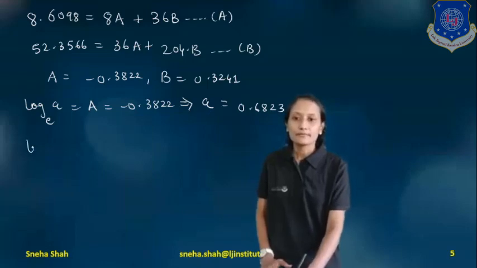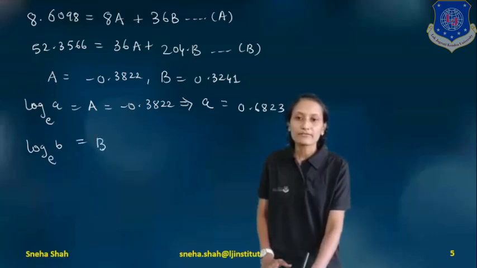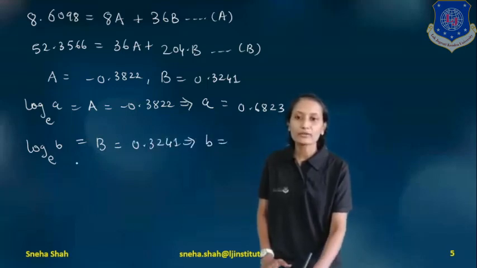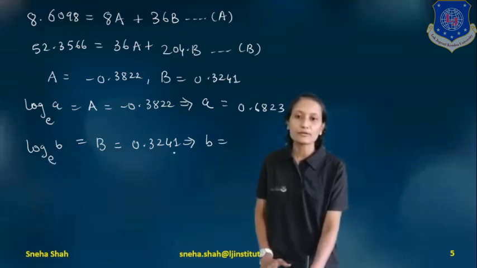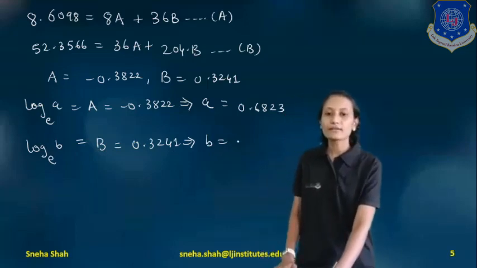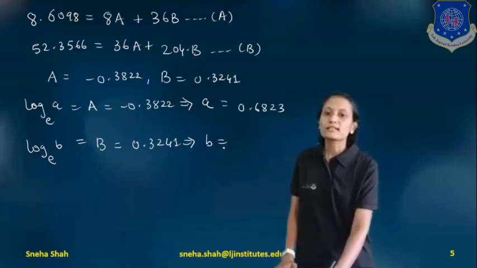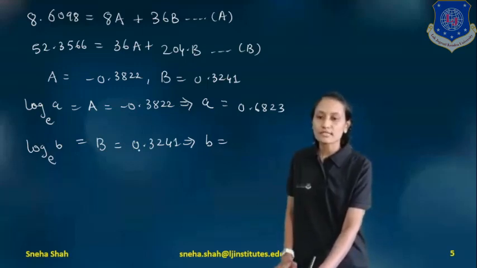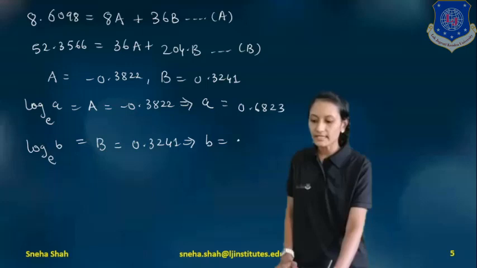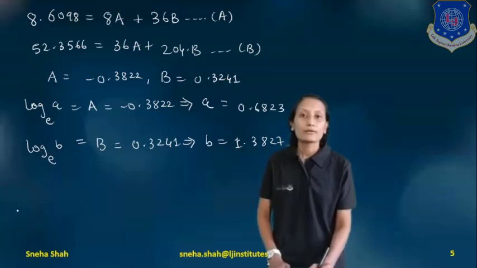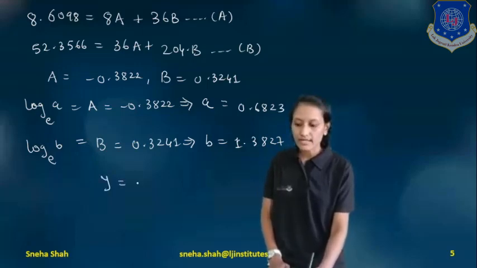Similarly, from the equation of log b base e, we can find out the value of capital B. Now the value of capital B is 0.3241. From this, I will find out the value of small b. Similarly, we take e raised to 0.3241, so from that we can find out the value of small b. So this value of small b equals e raised to 0.3241, and its value equals 1.3827.